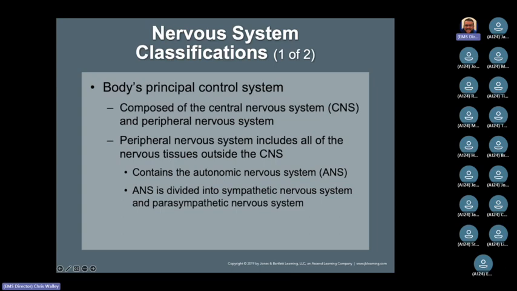So the ANS is divided into your sympathetic nervous system and your parasympathetic nervous system. The sympathetic nervous system is responsible for the body's response to shock and stress. It is also known as your fight or flight division. This response is associated with the release of adrenaline from the adrenal glands. Again, that's where your fight or flight comes from.